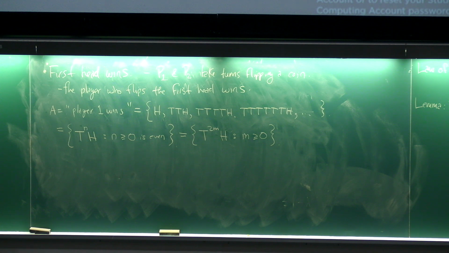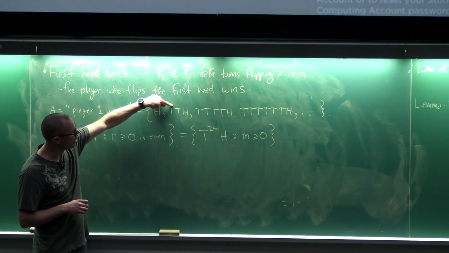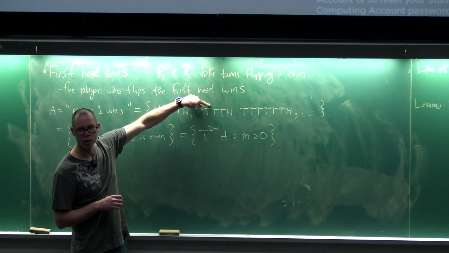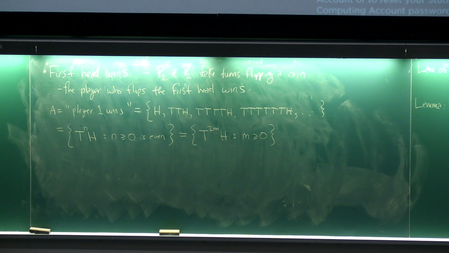Well, so here m is 0, here m is 1 because there's 2 tails. Here m is 2, there's 4 tails. So m is the number of tails divided by 2. All right. It's divided by 2.